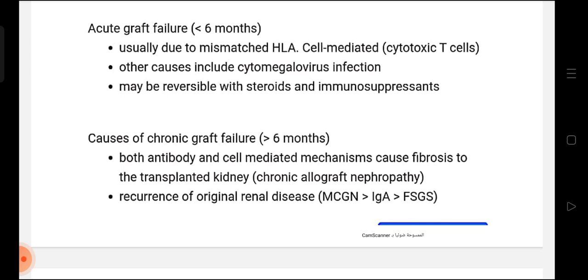Causes of chronic graft failure, which takes place after 6 months from the operation. It is both antibody and cell-mediated rejection. It causes fibrosis to the transplanted kidney. The second cause is recurrence of the original renal disease: minimal change glomerulonephritis, then IgA, then focal segmental glomerulosclerosis.